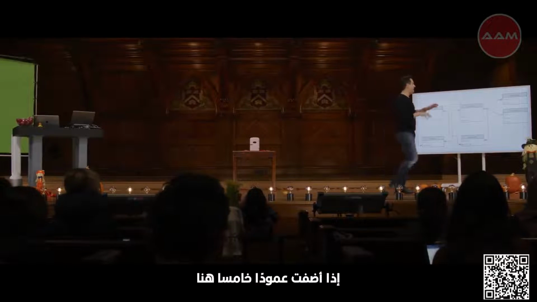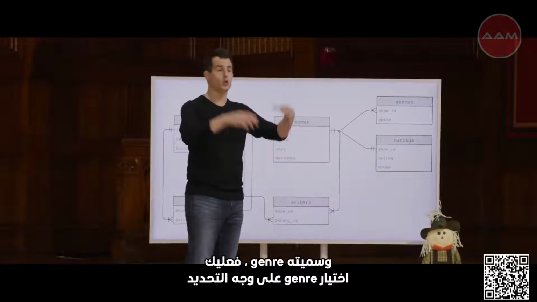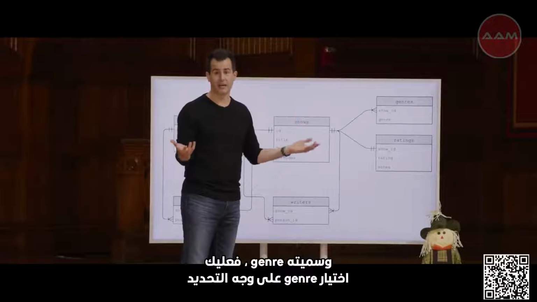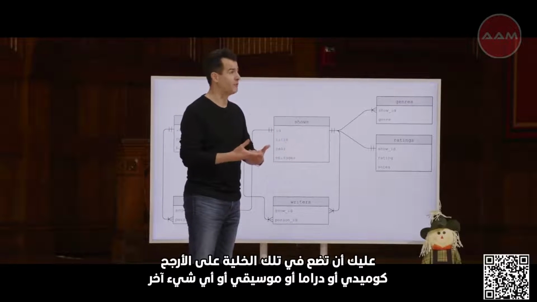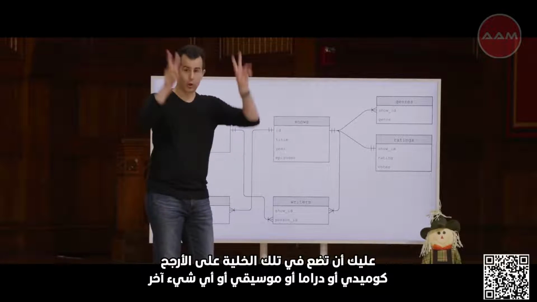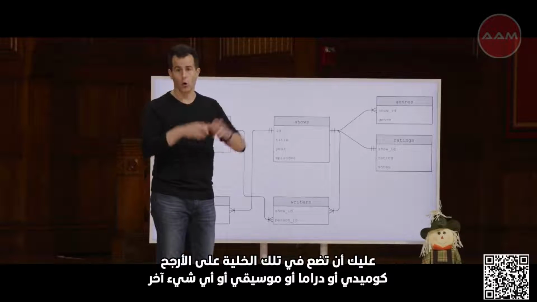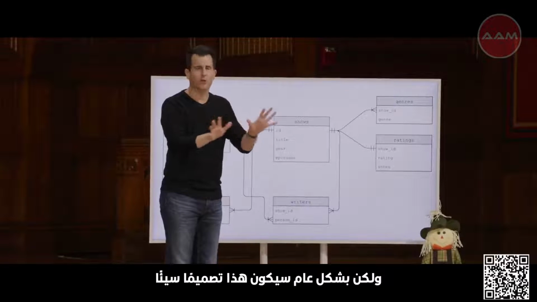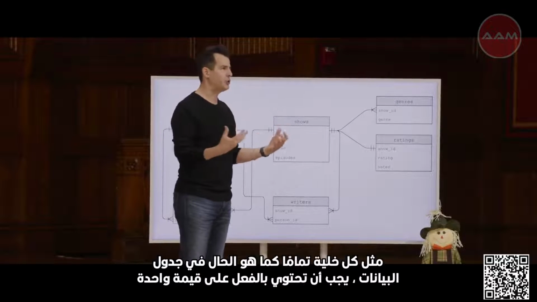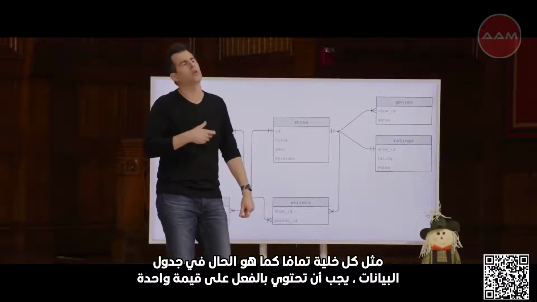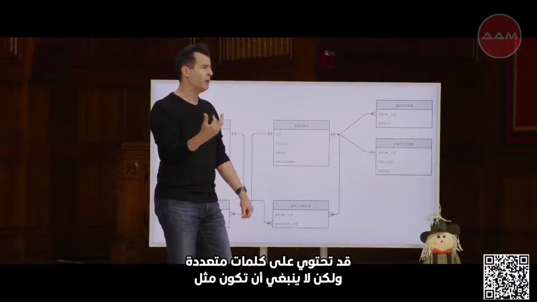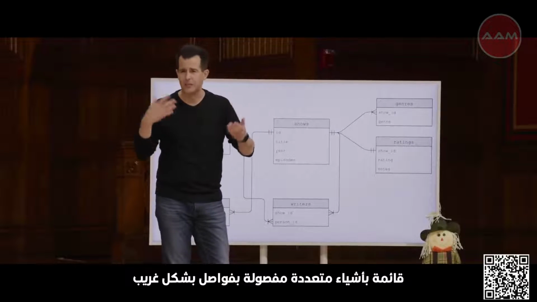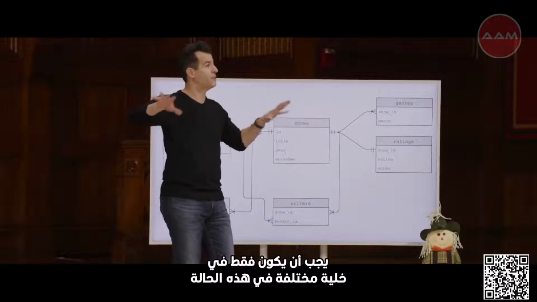Exactly. If you add a 5th column here and call it genre, then you have to pick a genre specifically. You have to put in that cell, presumably, comedy, or drama, or musical, or something else. Now, you could write multiple words in the cell, but generally speaking, that would be sloppy, bad design. Like every cell, just like in a spreadsheet, should really have one value. It might have multiple words, but it shouldn't be like a weirdly comma-separated list of multiple things. It should just be in a different cell in that case.